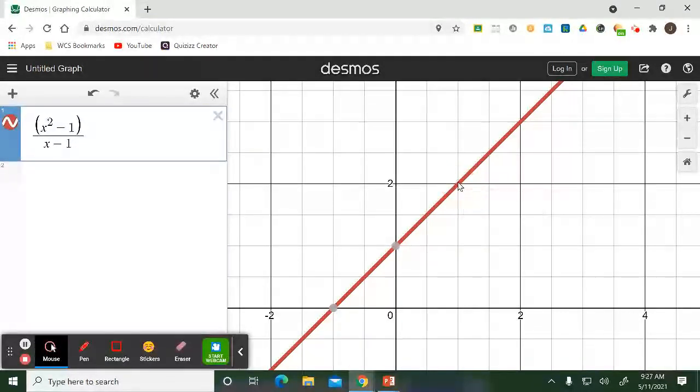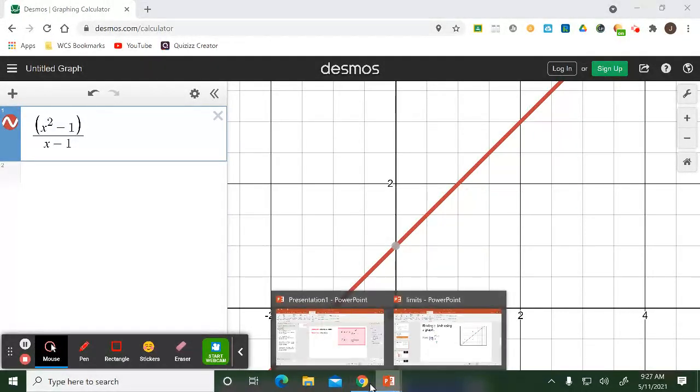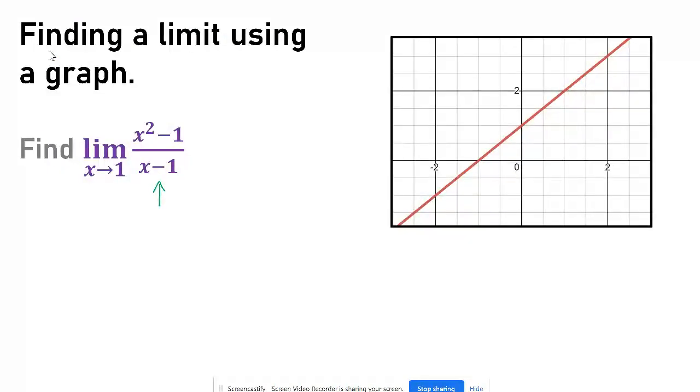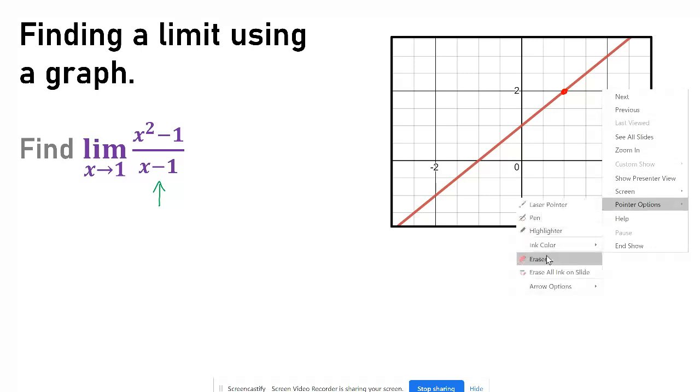So we're undefined at 1. The nice thing about this, though, is what we're asking for is the limit. What's the limit as it approaches 1? And even though we are undefined at 1, even though we have that hole there, and I should have drawn an open circle. I don't know what I'm doing.